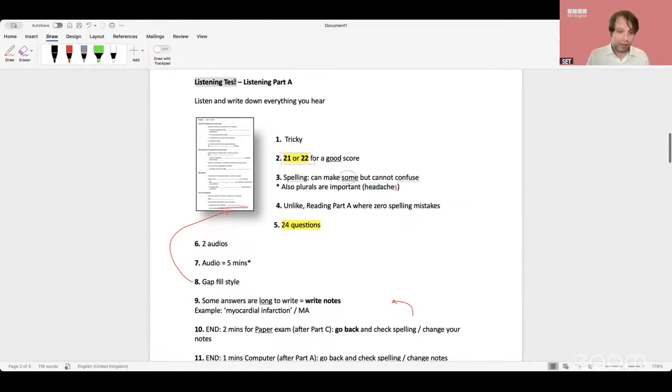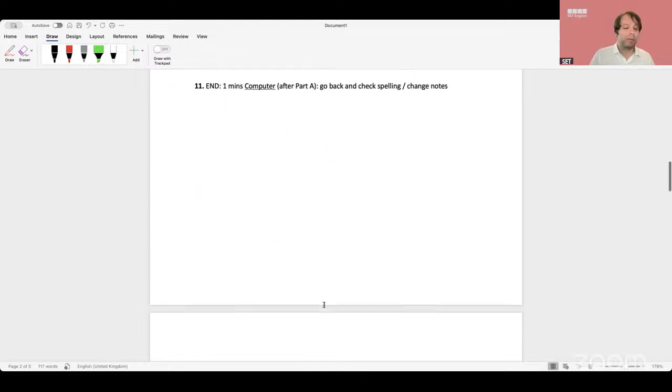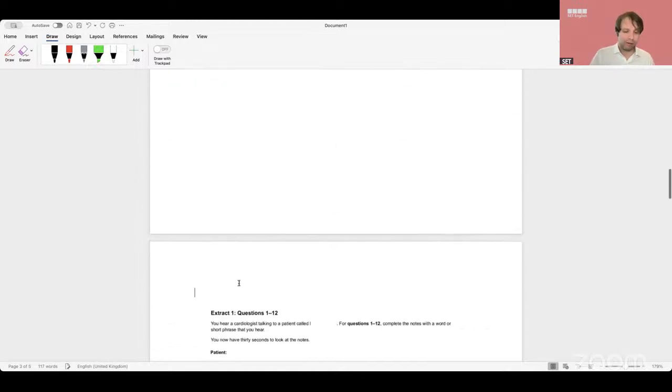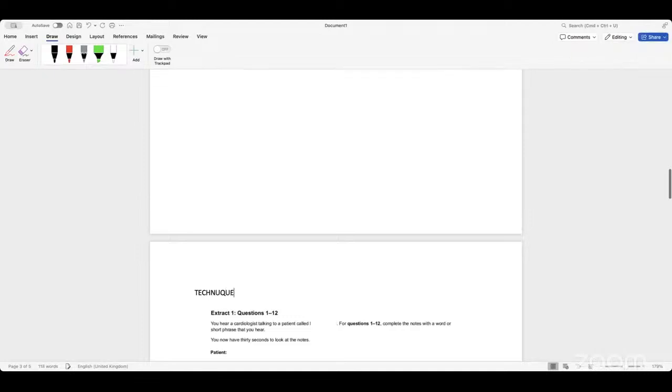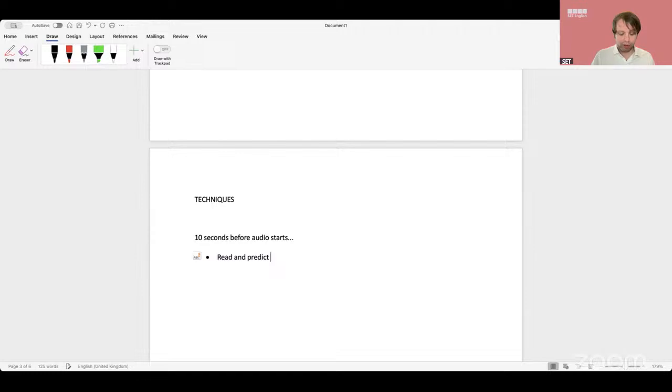Okay, this is the format of the test. This is basically what the test is like. How do we do the test? I'm much more interested in how we do it. Maybe Helen, can you summarize, please? What are we doing in the test techniques? We have 30 seconds before the audio starts. In that time, we read the notes till the 6th one and predict the gaps, what can come. We read and predict gaps.